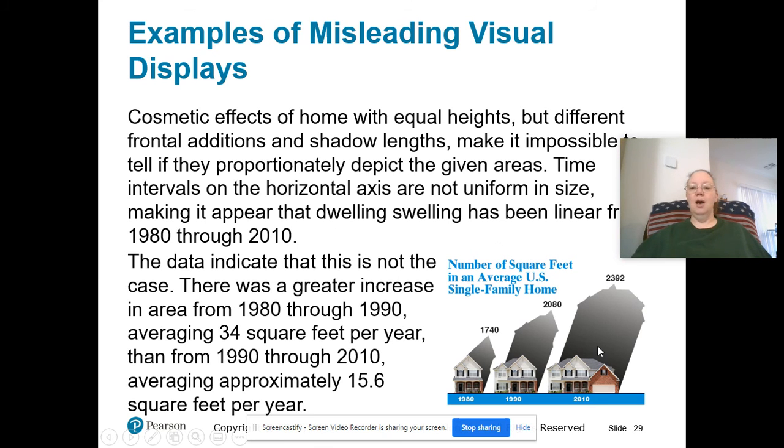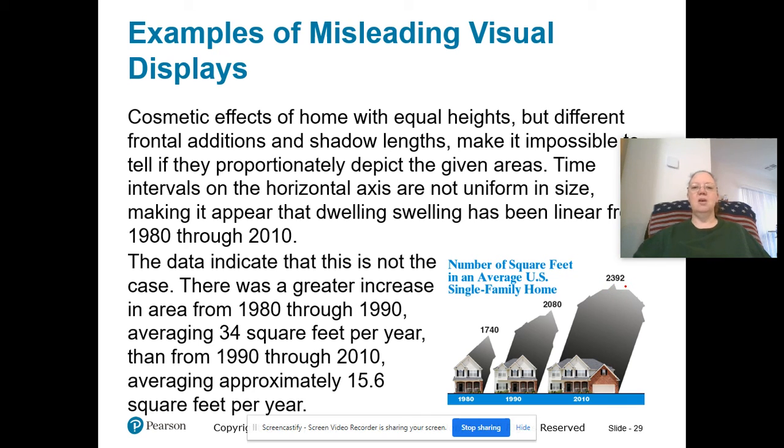This is the example I was talking about. So we have the number of square feet in an average US single family home. In 1980, it was 1,740. 1990, it was 2,080. And 2010, it was 2,392.